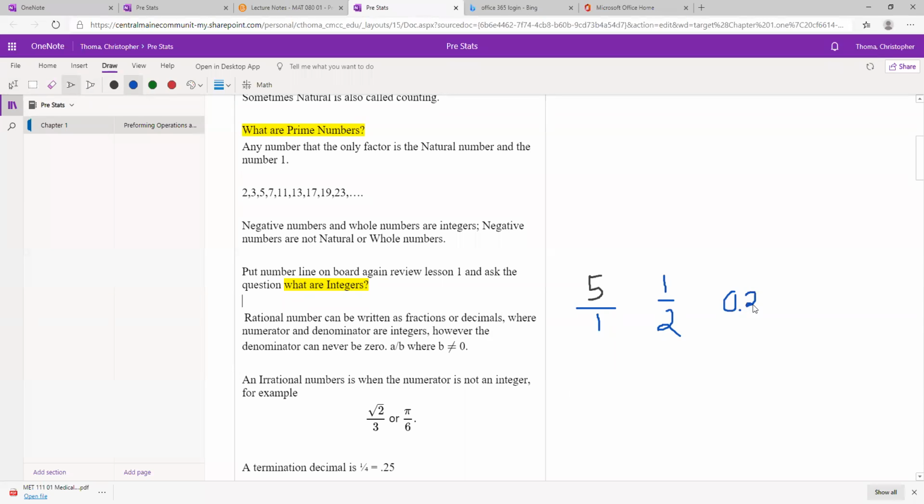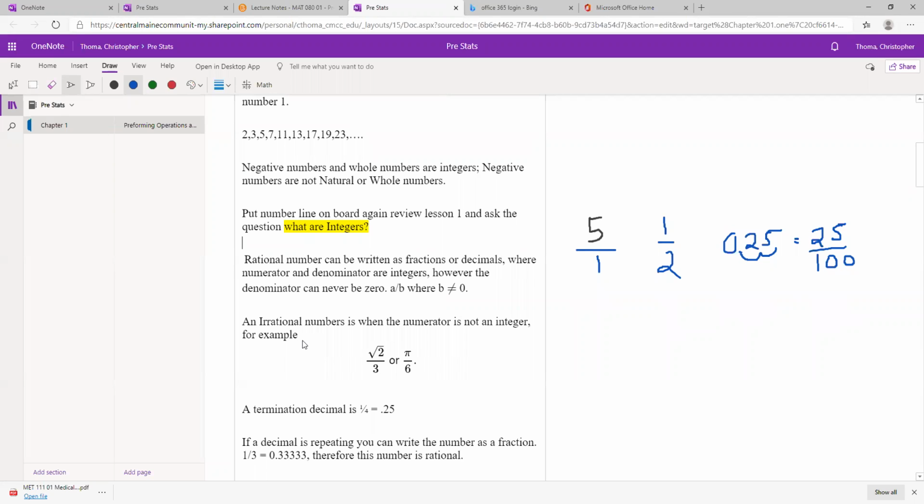1/2 is a fraction, so that is also a rational number. 0.25 is not written as a fraction, right? But I can turn it into a fraction by taking the number and writing it as a natural number, 25, putting it over 1, and then counting decimal places, right? If I move the decimal place 2 places, I add 2 zeros, and now I've taken 0.25 and turned it into a fraction. So 0.25 is also a rational number. Any number that you can turn into a fraction is a rational number.